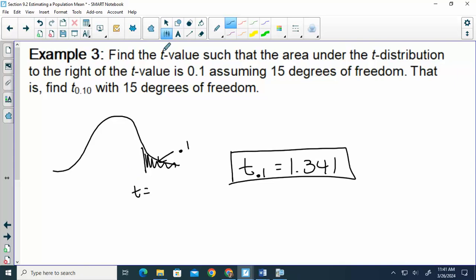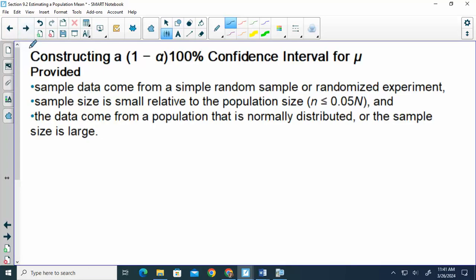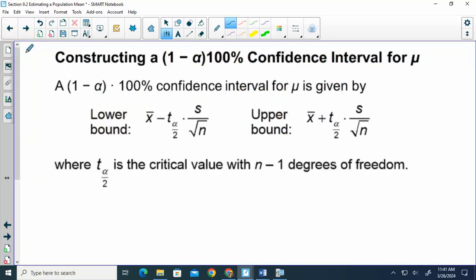So now let's talk about how to make a confidence interval with this. If I want my confidence interval, we have to have simple random data. Sample size has to be less than 5% of the total population. The original data has to either be normal or very large. So those are some stipulations here. We're not going to focus on that too much right now. We will continue to use this T distribution in the next chapter, and we'll hit that a lot harder then.